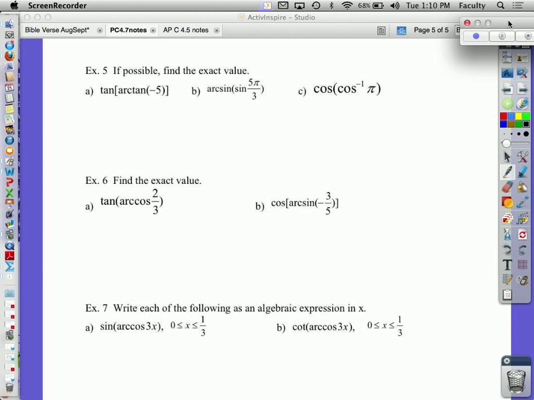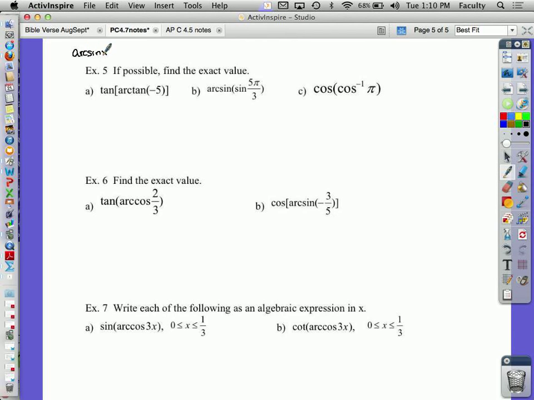So let's try to remember that arc sine x has a range of negative pi over 2 to pi over 2. Arc cosine x has a range of 0 to pi. Arc tangent x has a range of negative pi over 2 to pi over 2. And the endpoints are not included on arc tangent x because that's where you have vertical asymptotes.